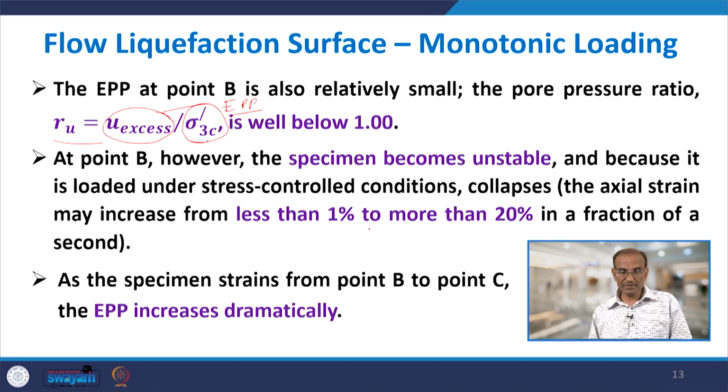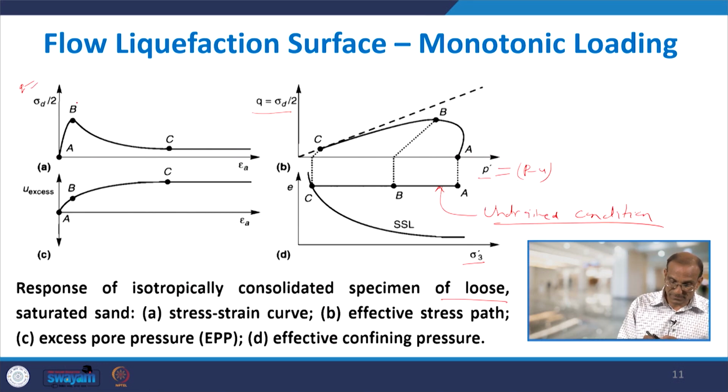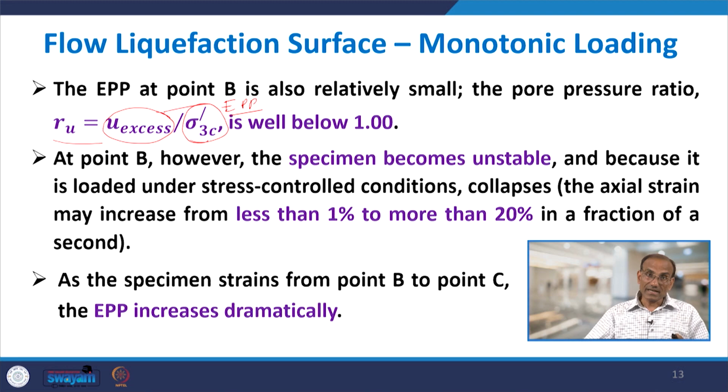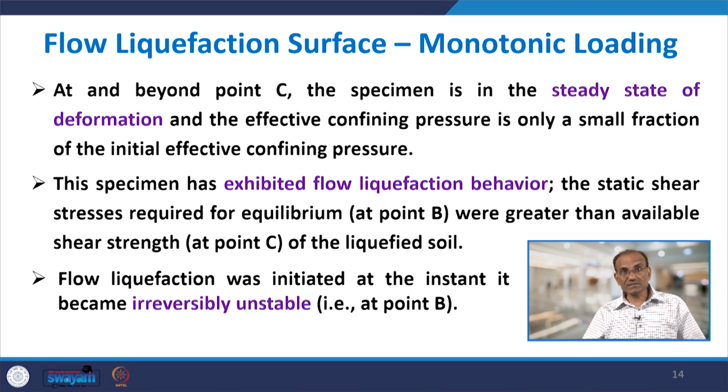Point B is where your specimen becomes unstable, and after this the strain is increasing, and this increase from B to C in the strain happens very quickly, in a fraction of a second. As the specimen strains from point B to point C, the excess pore pressure, EPP, increases dramatically, and at point C the excess pore pressure becomes maximum and constant. After point C, the specimen is in the steady state of deformation, and the effective confining pressure is only a small fraction of the initial effective confining pressure. This specimen has exhibited flow liquefaction behavior.